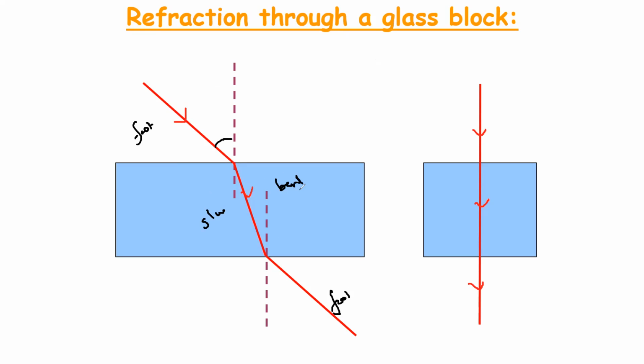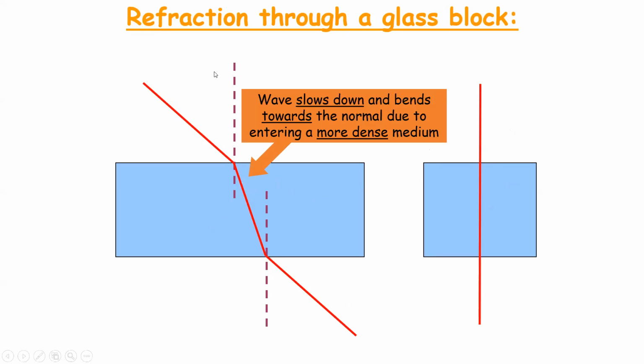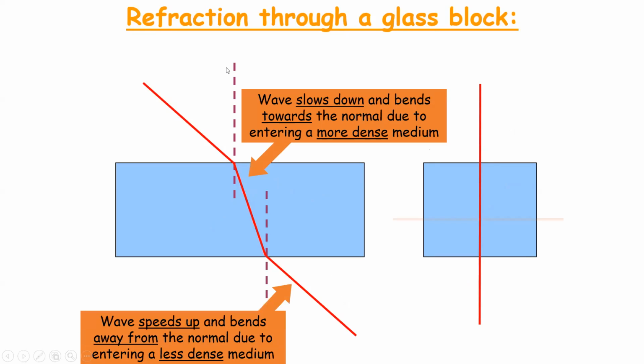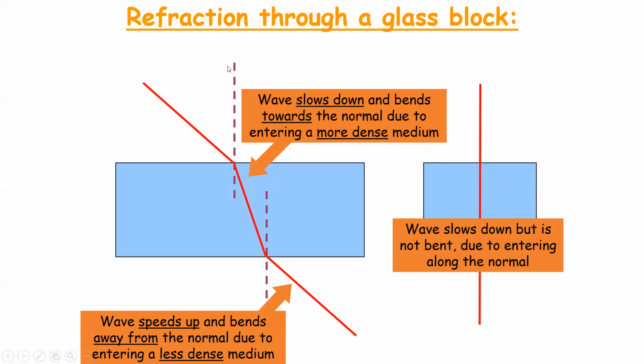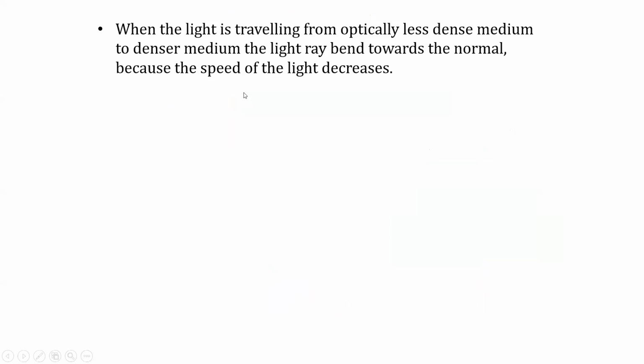And what is the observation when fast changes to slow while making a certain angle? First it bends towards the normal, and then moving from glass to air, it will bend away. But if it is passing along the normal, at 90 degrees, the speed will decrease, fast, slow and fast, but bending will not occur as it is passing along the normal, which is the shortest path. So waves slow down, bend towards the normal and then bend away. And here the waves slow down, but it does not bend due to entering along the normal.